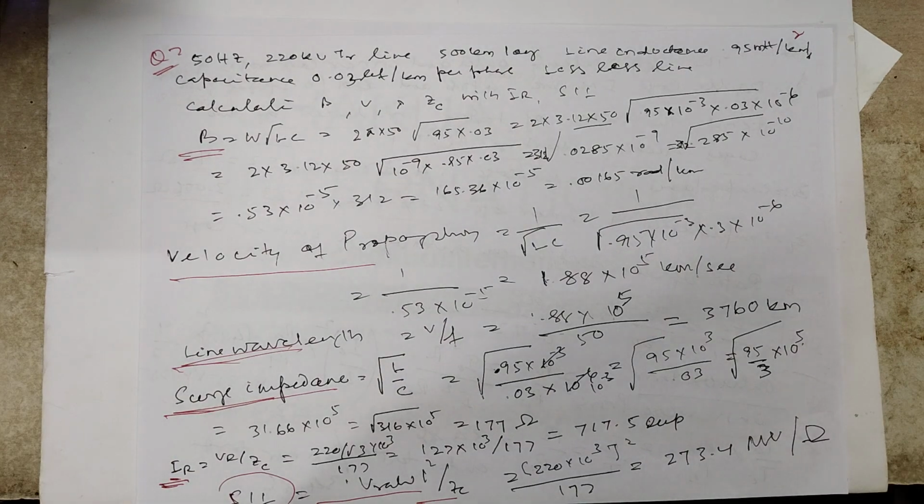Question number 2. Here also the problem is related to transmission line parameters. Here you have to know what the transmission line parameters are, what the line parameters you should know. Then you can do the calculation. So here it gives me velocity of propagation, line wavelength and source impedance.